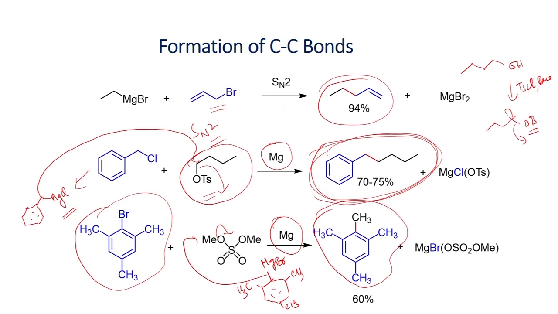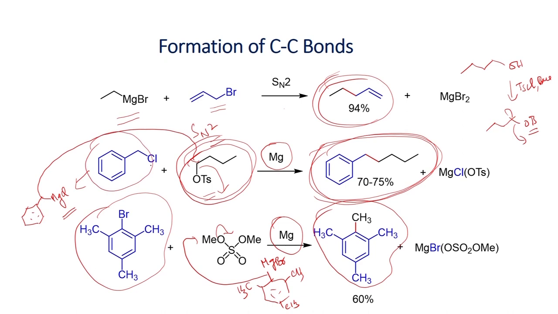You can also couple two alkyl groups. For example, the first one involves the coupling of ethyl bromide with allyl bromide. In this way, you can also make C-C coupling between two alkyl substrates. The next one involves the coupling of this alkyl tosyl derivative with the benzyl bromide. This also couples two alkyl systems using Grignard reagent.